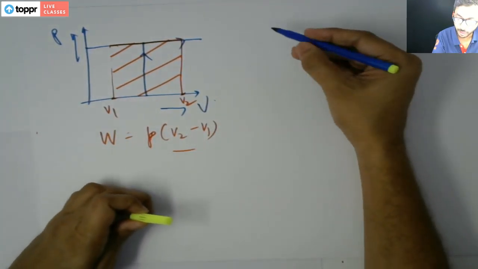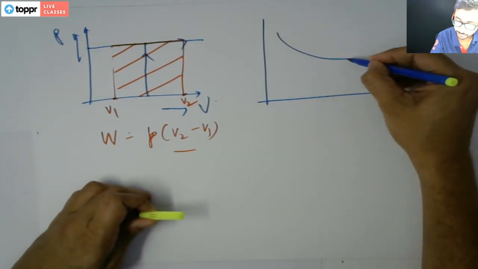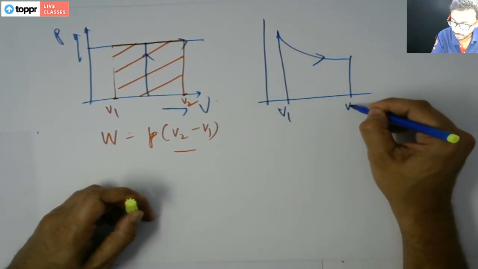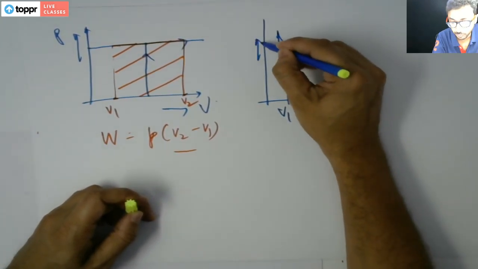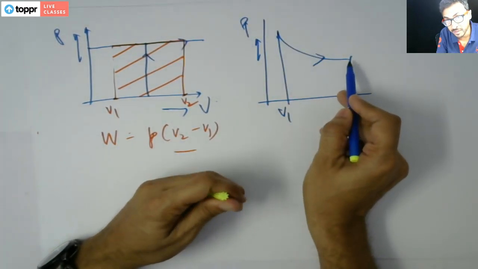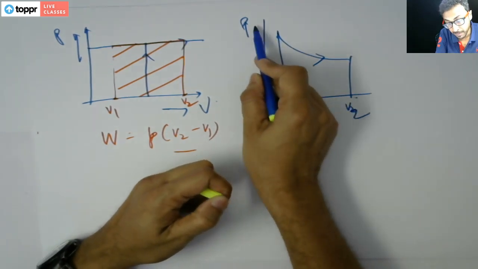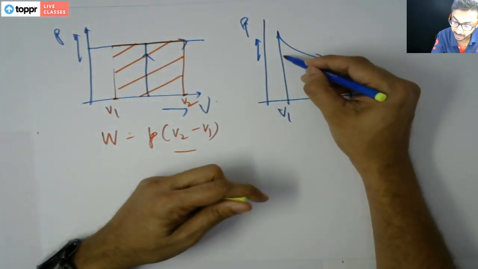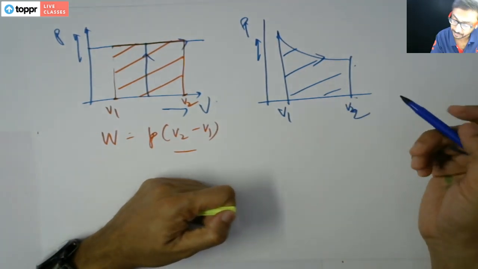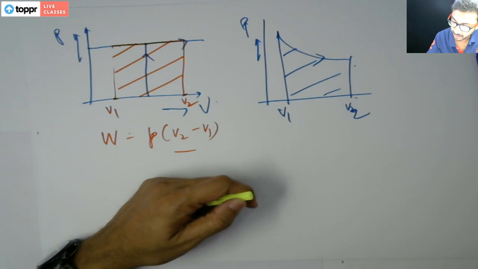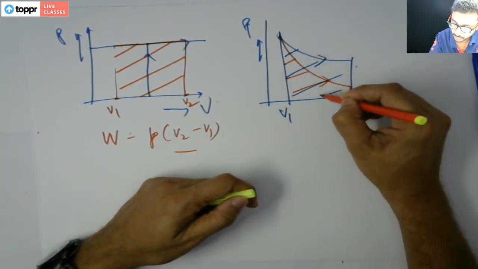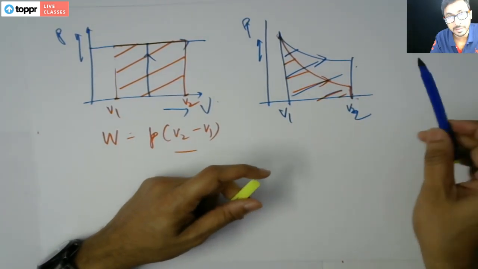Similarly, for isothermal also, if the volume increases from V1 to V2, this is pressure. Don't get confused. This is not volume decreasing. Volume is increasing, but pressure is decreasing here, right? Here also, the work done is nothing but the area under the graph. Similarly, if it is an adiabatic process, the graph will be steeper. The area under the graph will be this.